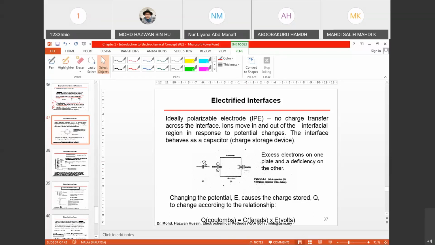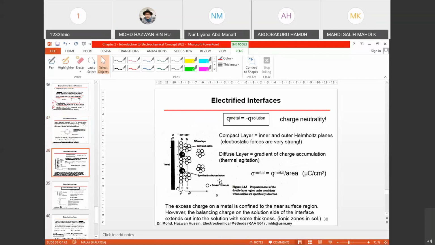So when it is established as it is, without any connection to other things, there will be no charge transfer across it. It will remain as it is. But if it is connected to something else, then it will give a response, a polarized response. All right, this is more or less what I explained briefly just now.